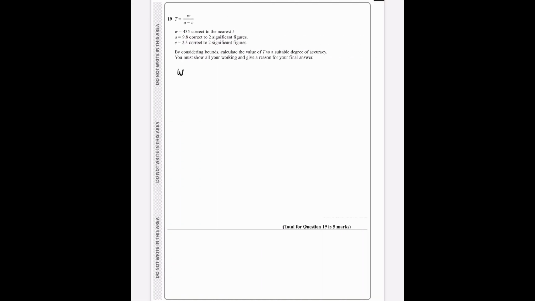Question number 19 is the upper and lower bounds. So W, correct to the nearest 5, it's going to be 437.5 or 432.5 for the upper and lower bounds. A rounded to 2 sig figs, so that's 9.85 or 9.75. And C also rounded to 2 sig figs. It's going to be 2.55 or 2.45. Another mistake in there. Well done if you spotted that one first.